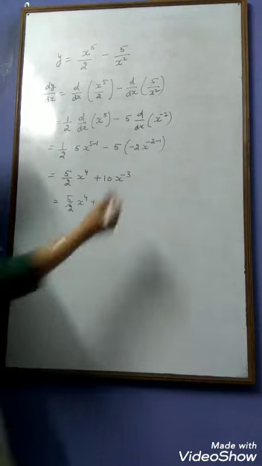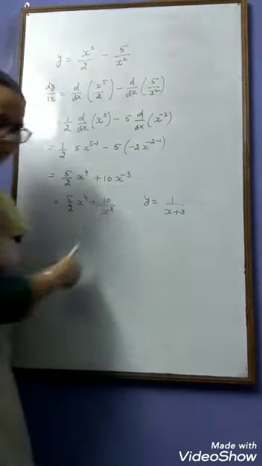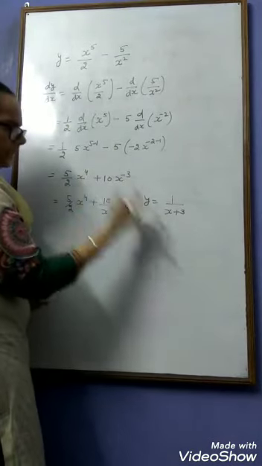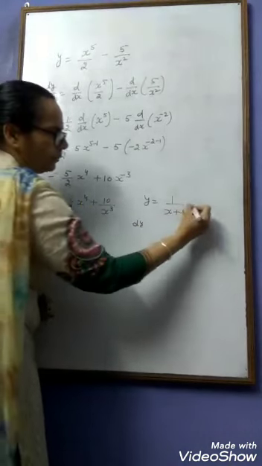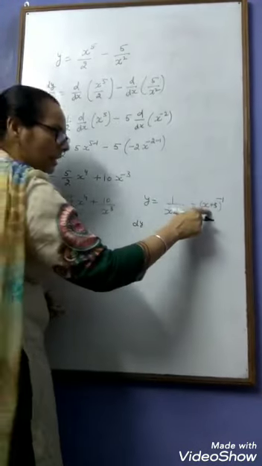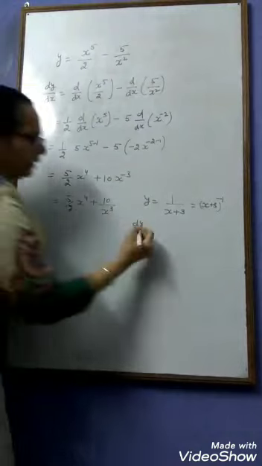And if we have one more example, y is 1 upon x plus 3. How do we differentiate it? Again, the same method. This may be (x+3)^(-1). Now this is not a single x. This is called a u. Then how do we differentiate it?